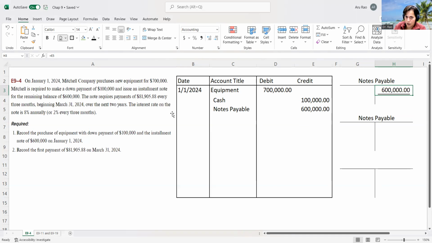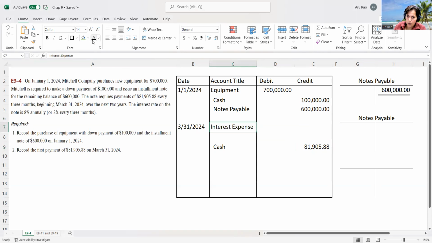I'm just posting this notes payable number. That's $600,000. On March 31st, I'm going to make my first payment. I know the amount I'm going to pay, so I'll write cash credit. It's given in the problem. It's $81,905.88. Cash credit. This installment that I'm making, a part of it is interest, and then the rest of it is paying off the note. So this full amount is not for the note. It includes the interest payment.